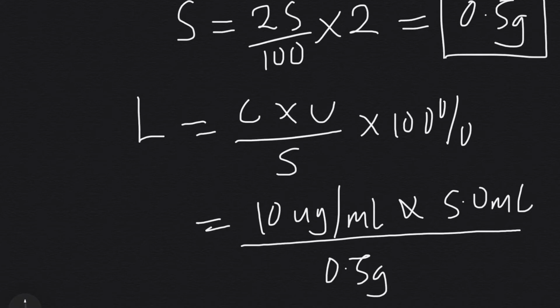As you can see, the concentration is in micrograms per millimeter, but the amount of drug on the bottom is in grams. So we need to convert either the concentration into grams per millimeter, or the value on the bottom from grams to micrograms, so that the units on top and on the bottom will cancel each other, and the value of impurity limit will just be in percentage.